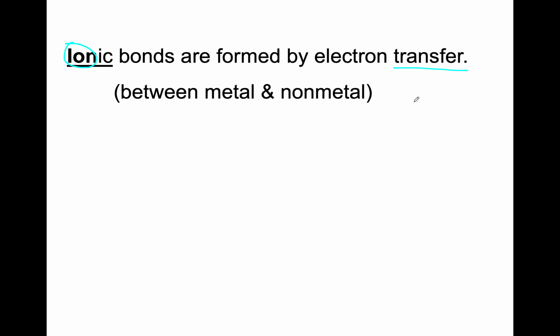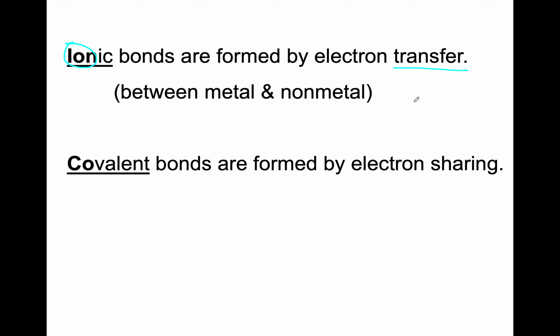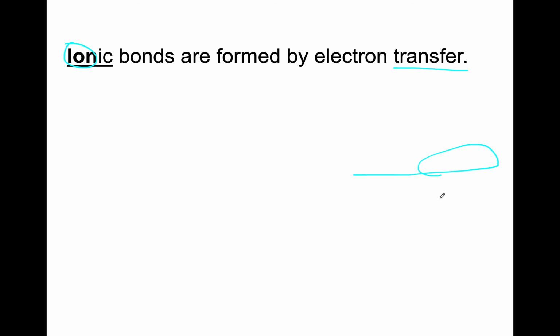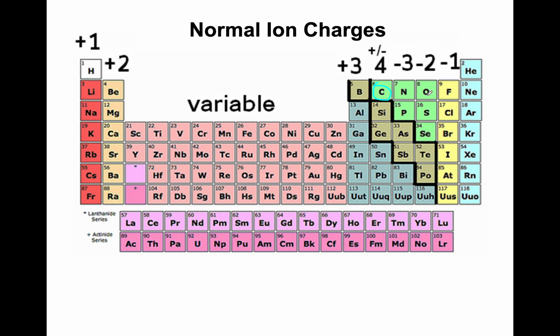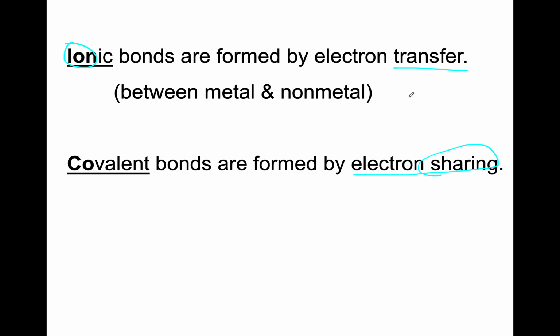So it always happens between one metal and one non-metal, whereas covalent bonds are formed by electron sharing, okay? It's always formed between 2 non-metals. So for example, oxygen and hydrogen. Hydrogen is a nonmetal, even though it's over here. I know it's confusing, okay? Or chlorine and nitrogen, stuff like that, okay? So covalent bonds are formed between two nonmetals.